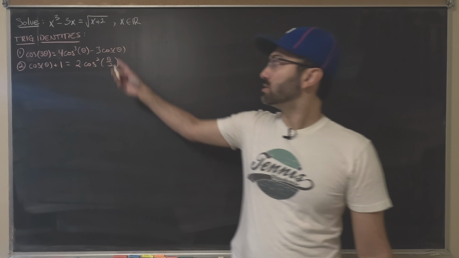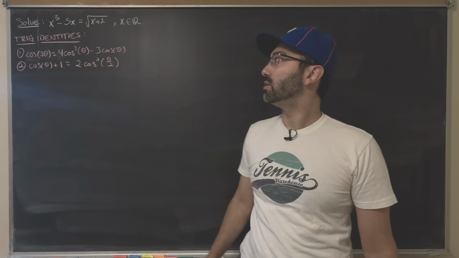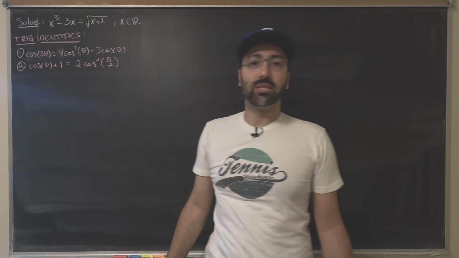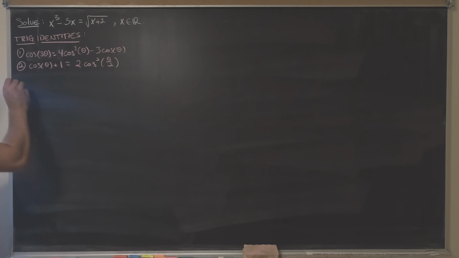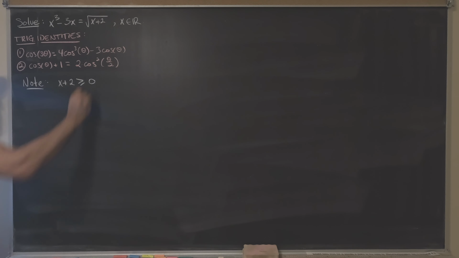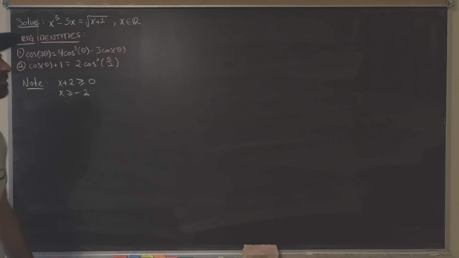Well, first we notice that there's a restriction here with our radical. X plus 2 has to be greater than or equal to 0. So let's take note of that first. Our radicand must be 0 or positive. But if that's the case, then that just implies that x is greater than or equal to negative 2. Okay, great. So any solutions we find for x have to be bigger than negative 2.